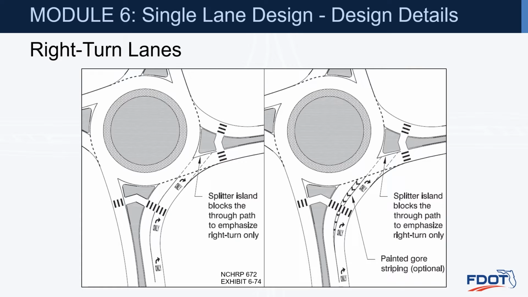And the third one is where you'd actually have just a right turn lane. So you have a two-lane entry and the rightmost lane becomes a right only. And many times when we do that, you may want to introduce this painted gore as shown on the right example. And again, we want to make sure that that splitter island blocks the through path to emphasize that that is a right only. Now you've introduced a two-lane entry, which can be a little more challenging to control your entry speeds as well.